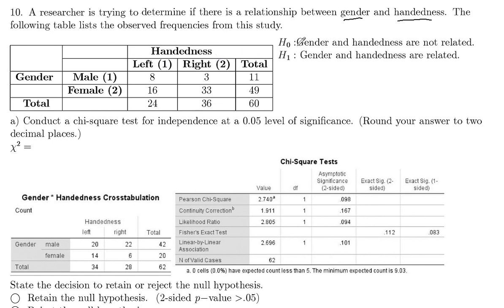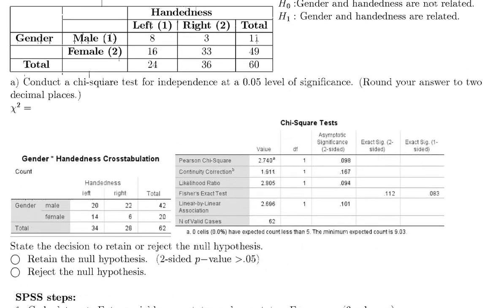Our null hypothesis is going to be that gender and handedness are not related, that they're independent. The alternative is that gender and handedness are related, that they are dependent. So they say conduct a chi-square test for independence at the 0.05 level, and we're rounding to 2 decimal places. So we need a chi-squared test statistic, and then we need to know if we're going to accept or reject. So again, I'm going to use SPSS to do this.